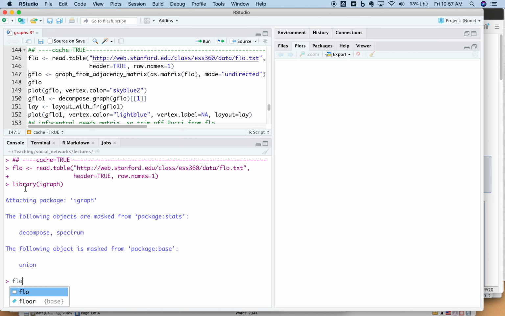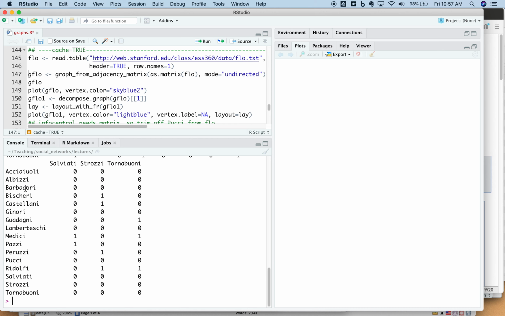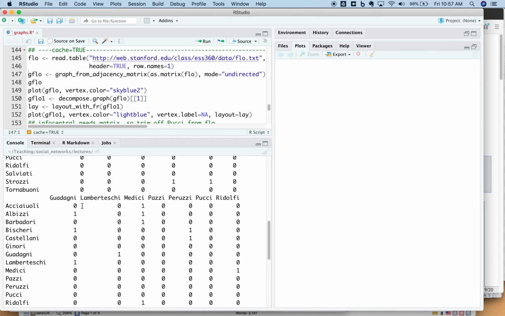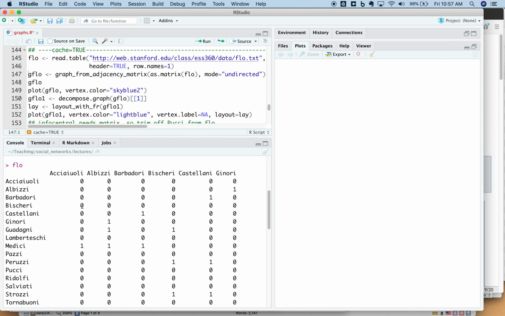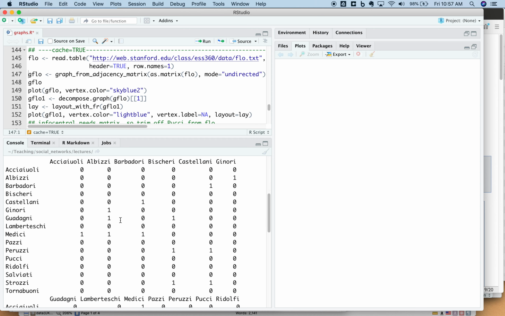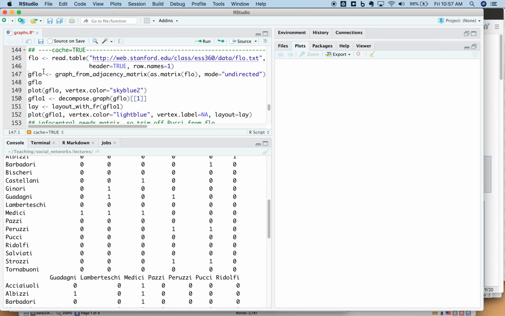Let's look at flow. It's a binary matrix where a 1 indicates that there's a marriage tie between two families. In iGraph, we'll create a graph object from the adjacency matrix. So we'll call it gflow, graph from adjacency matrix.